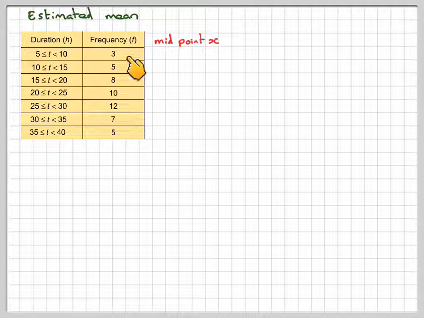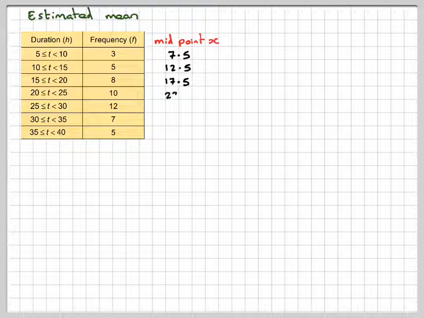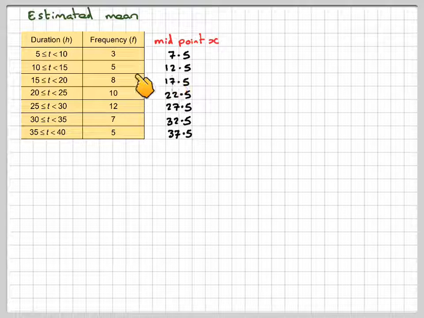So you need to take the midpoint, which is going to be 7.5, 12.5, 17.5, 22.5, 27.5, 32.5, and 37.5. And then what you need to do, each one of those midpoints, in this case, occurs 3 times. This one occurs 5 times.